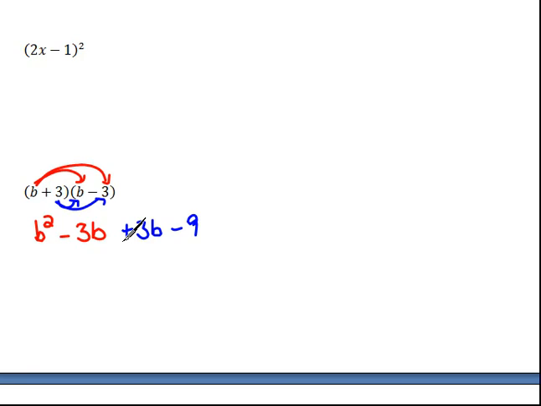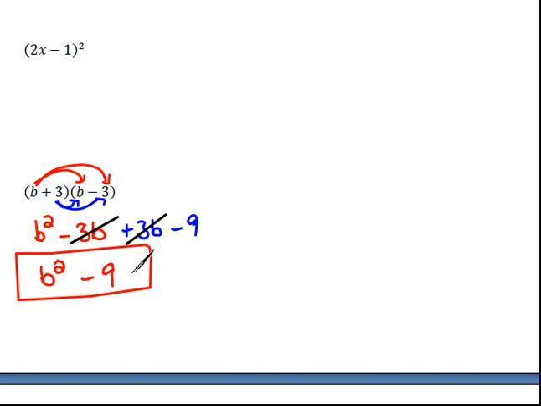Now let's collect our like terms. So we have b squared. Here we have a minus 3b and a plus 3b. Those cancel each other out. And minus 9. So this is how it multiplies together. That's our final answer.